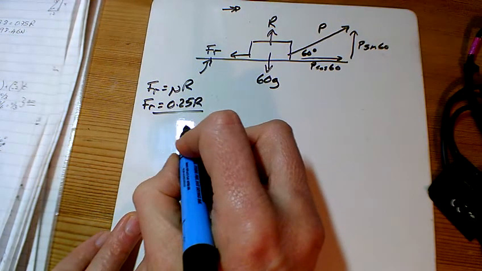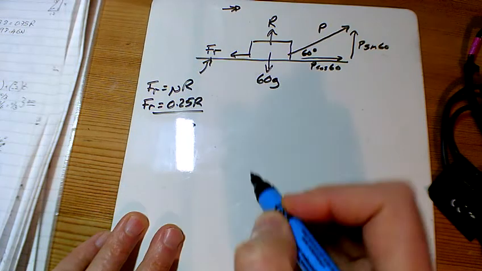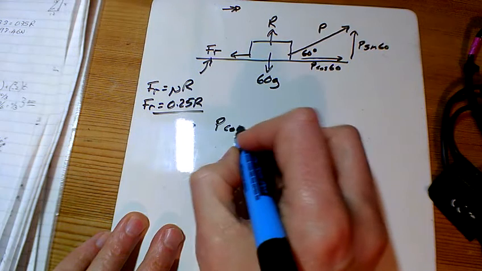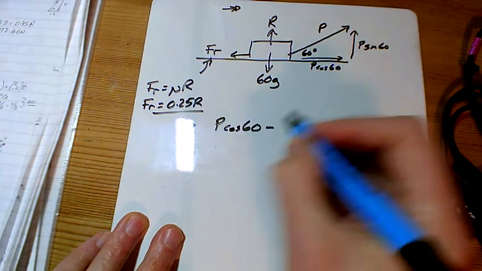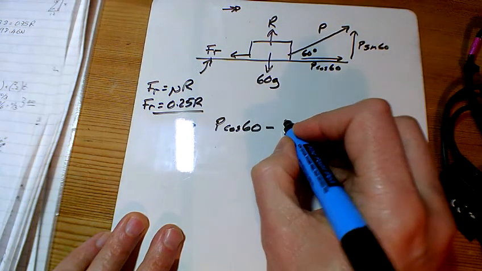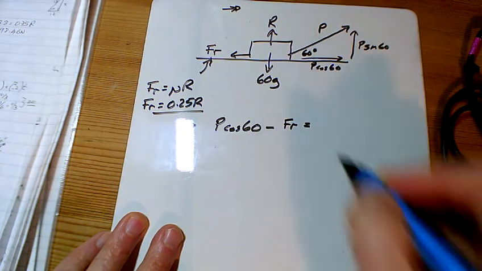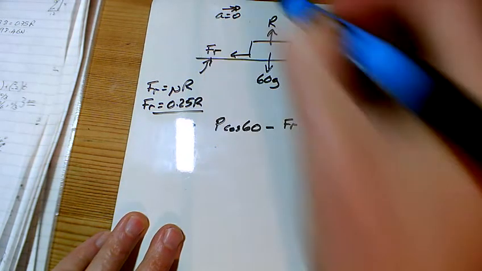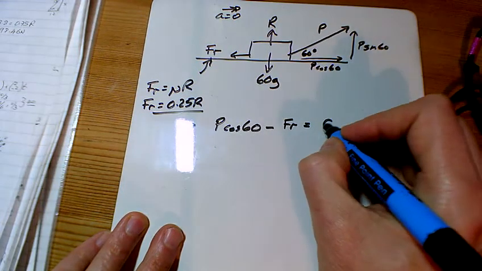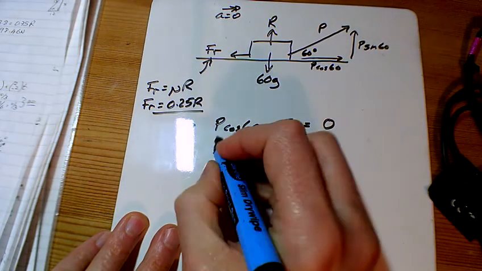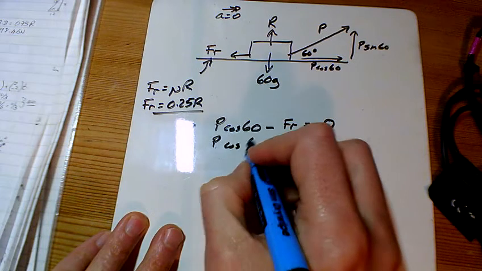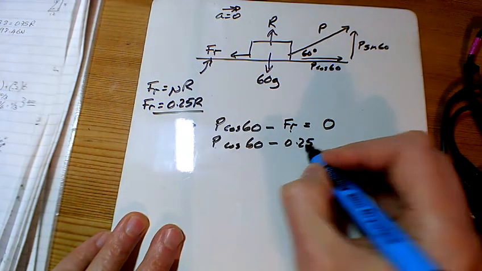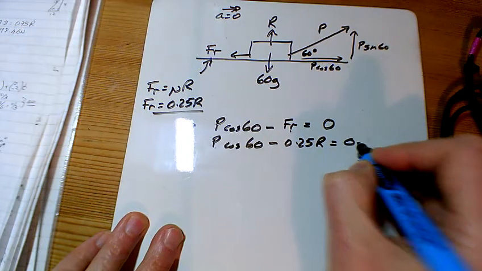Going to take forces in both directions. First of all, moving to the right, I've got P cos 60. Stopping it moving is the friction, and that will equal mass times acceleration, but the acceleration is 0 because it's moving at a constant speed. So I'm going to put a 0 in there. So P cos 60 minus friction, which was 0.25R, equals 0.